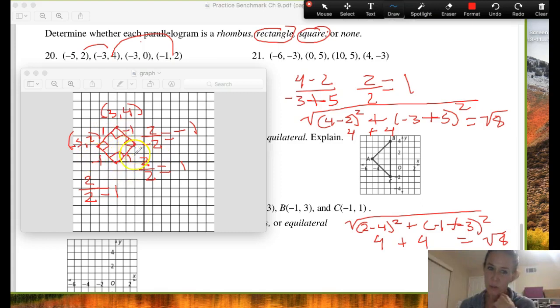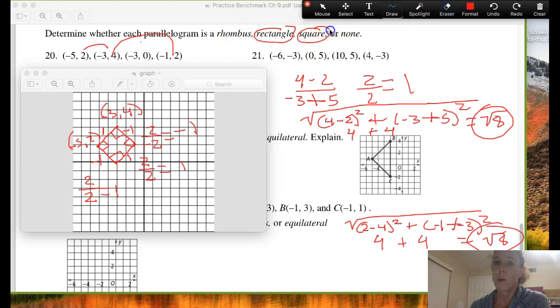You can continue and do the distance formula between here and here. But look, we have the same distance, which means these legs are the same. And we know that the slopes are opposite reciprocals, so that means these are right angles. So which one of these three has all the same sides? A rhombus and a square have all the same sides, but the square is the only one that has 4 right angles. So the one that we have here is a square. So the answer to number 20 is a square.